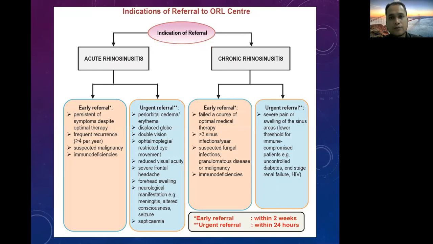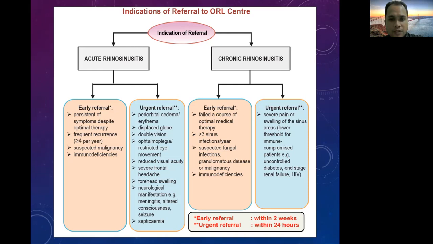What is the indication for referral to the ORL center? Some of the patients come at a later stage, so they come with complications. If we see the patient with periorbital edema, which means that the infection has already extended to the orbital cavity, or the patient has double vision, ophthalmoplegia, restricted eye movement, all the eye symptoms following the nasal symptoms, we have to refer the patient urgently to ENT because they may need further evaluation by nasal endoscopy and CT scan, and planning for sinus surgery.